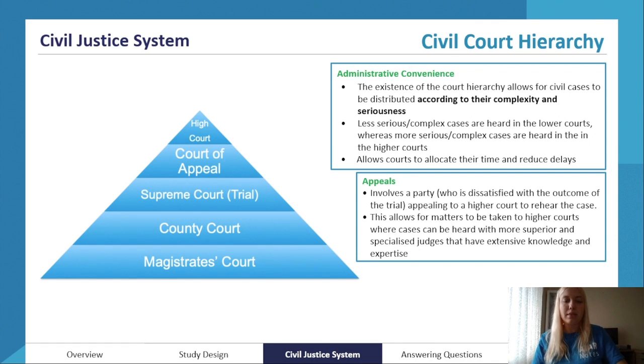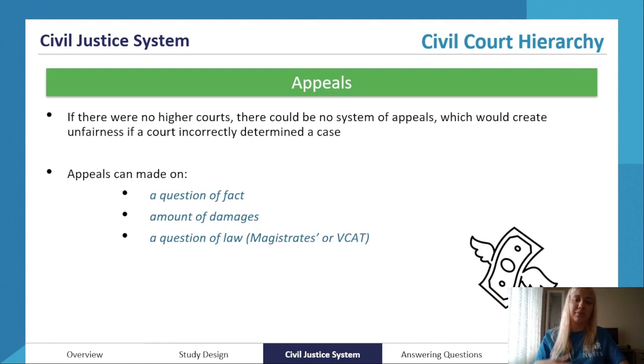The Supreme Court Trial Division will hear very complex cases in comparison to the magistrate's court, but there will also be a lot less of them. So by having them all go to the Supreme Court Trial Division, it means more resources and time can be allocated to their resolution. Okay? And that's how it all comes together. Don't confuse administrative convenience with specialization.